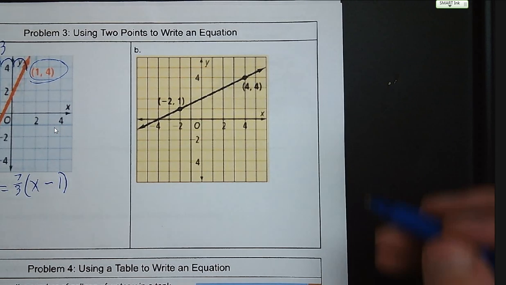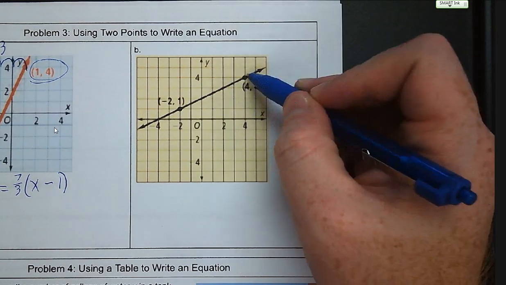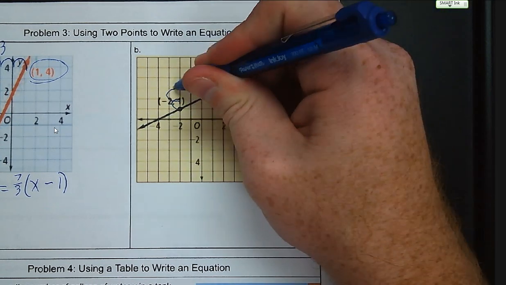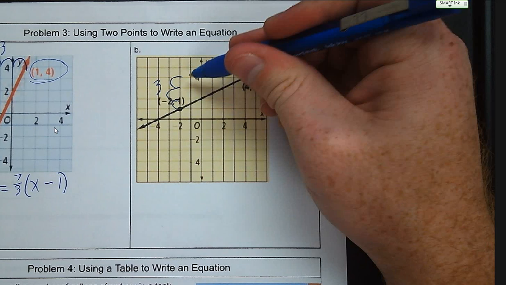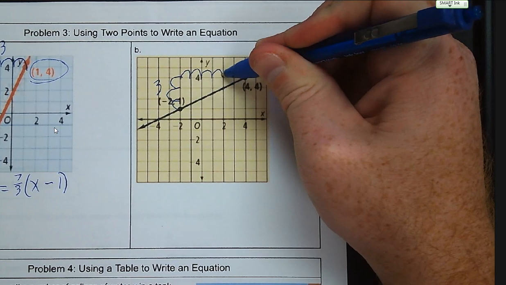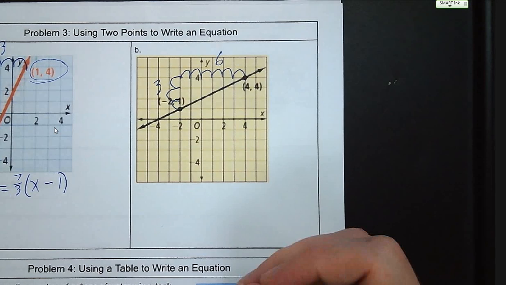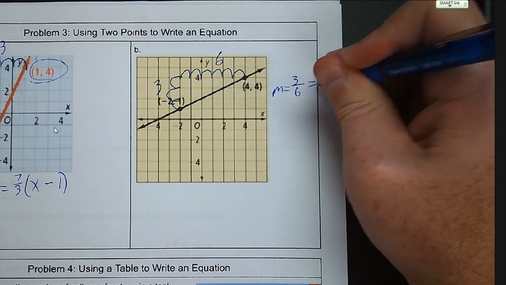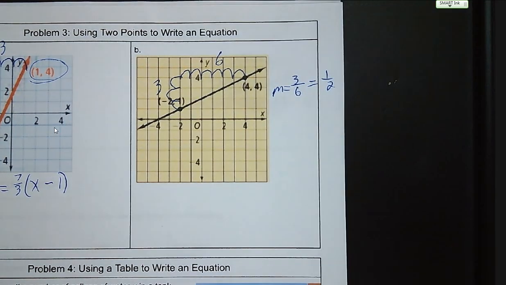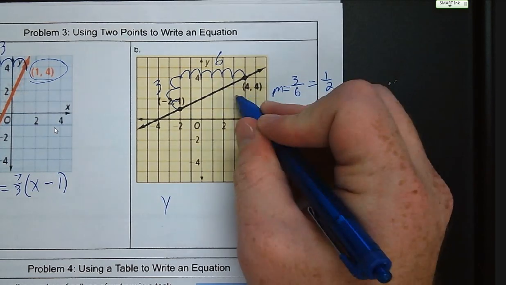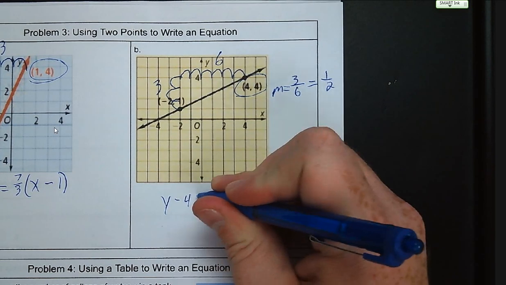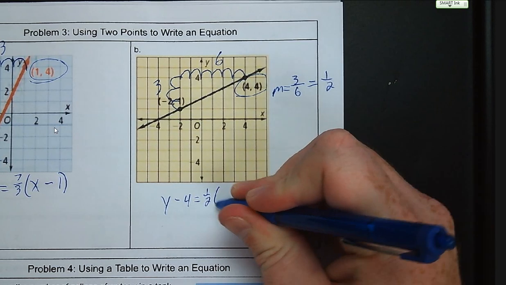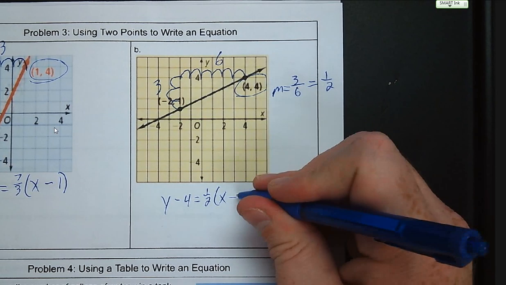All right. So to go from negative 2, 1 to 4, 4, I'm going to go up 1, 2, 3, and we're going to go to the right 1, 2, 3, 4, 5, 6. Up 3 over 6. When you reduce that, it's 1/2. So we've got y, and might as well pick the two positives. Y minus 4 is equal to our slope, 1/2, times the quantity, x minus our x coordinate, which is 4.